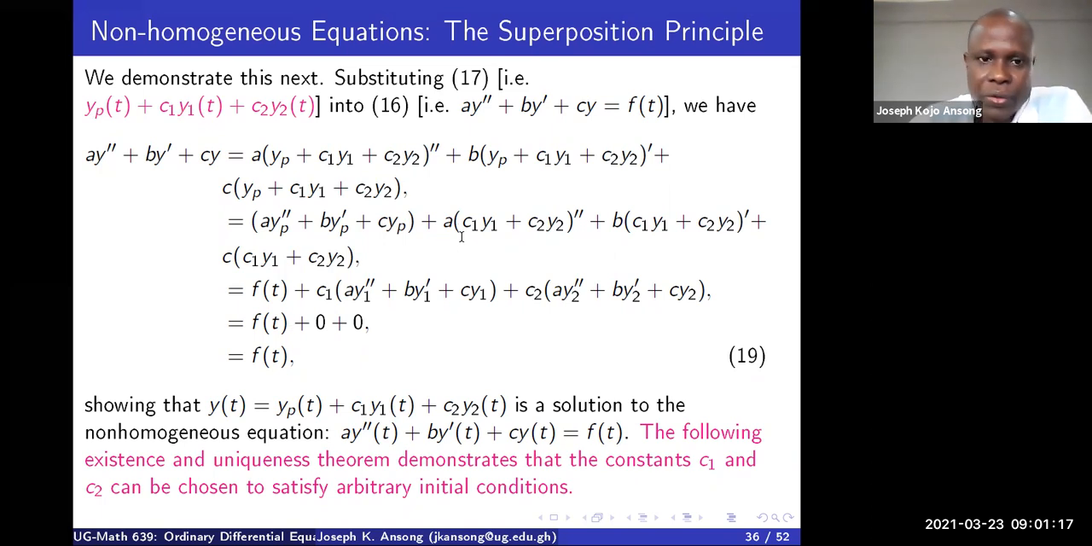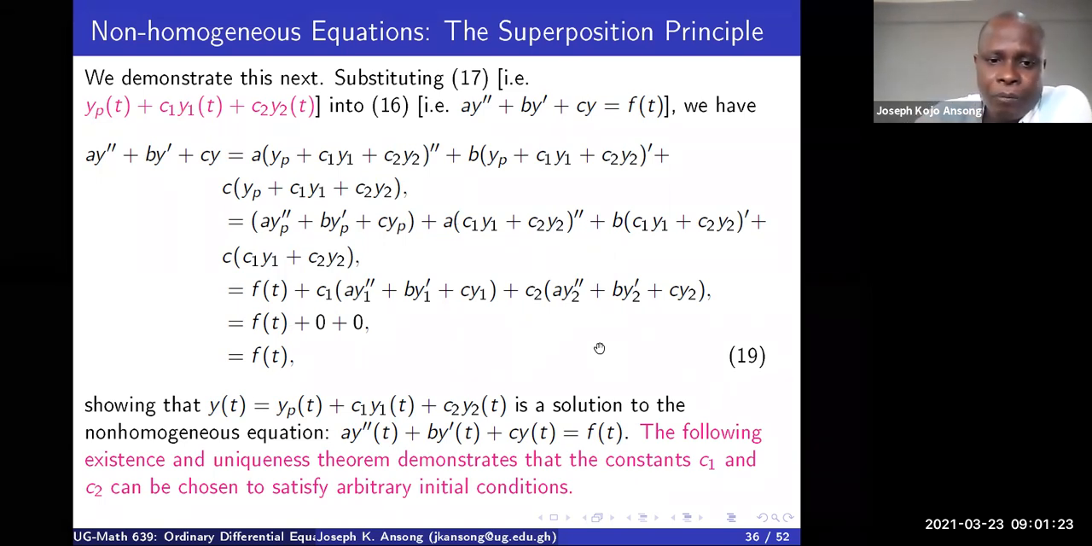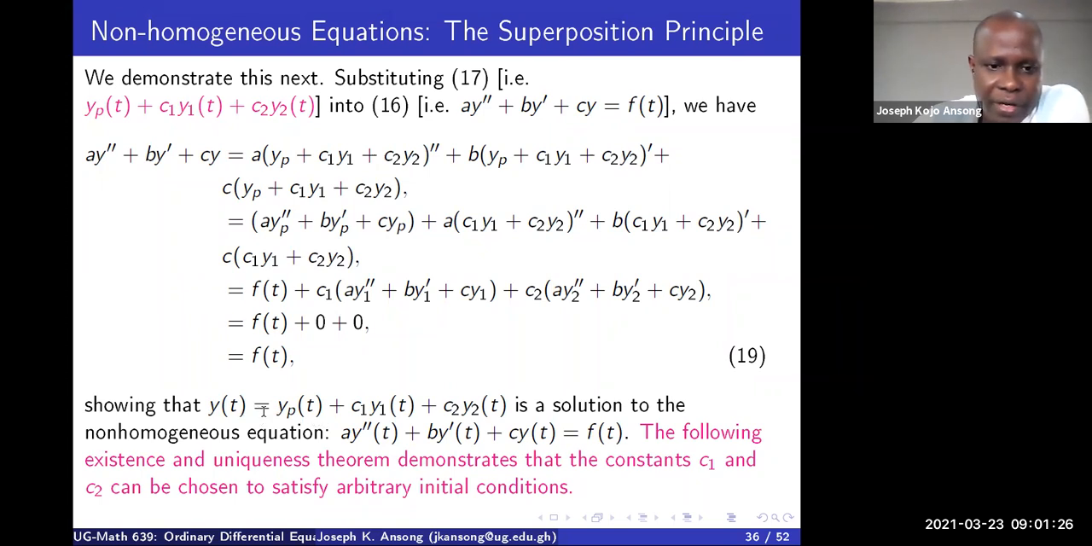Okay, good. So in the next theorem, we want to show that if this y, yp plus a complementary solution, is a solution to the non-homogeneous equation, we can choose C1 and C2 to satisfy some arbitrary initial conditions so that we get an existence and uniqueness theorem. In other words, we can show that the solution to an IVP exists and is unique because we can choose C1 and C2 to satisfy the initial conditions of the IVP. So that is what we want to look at in the next theorem.